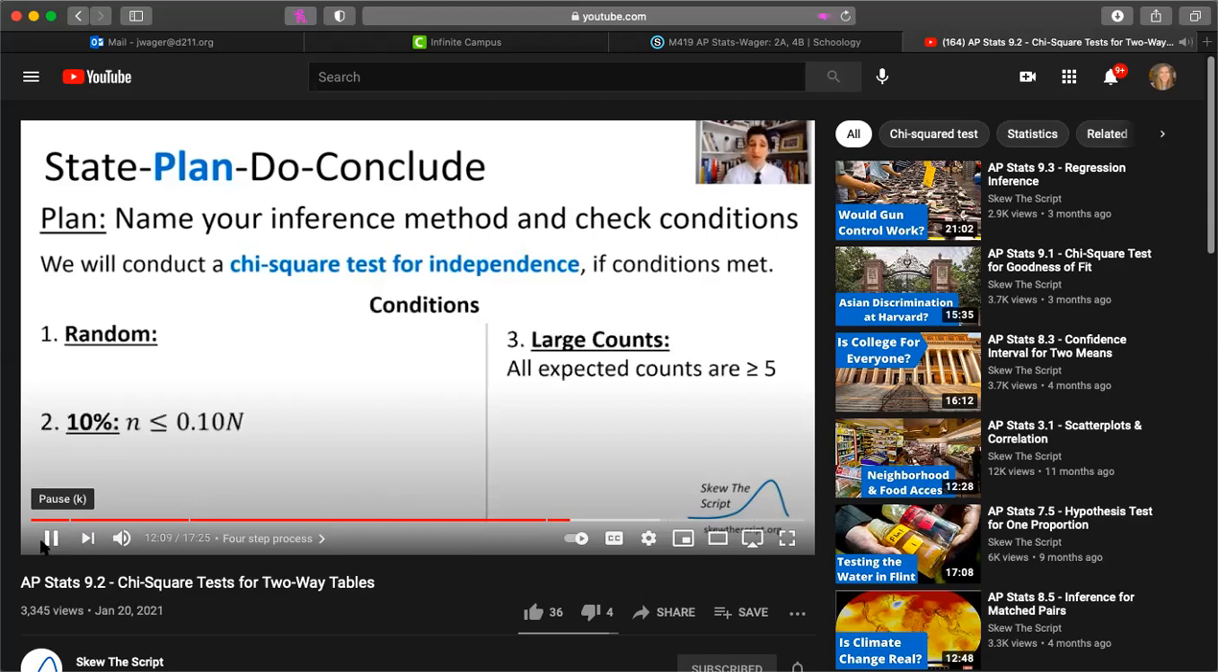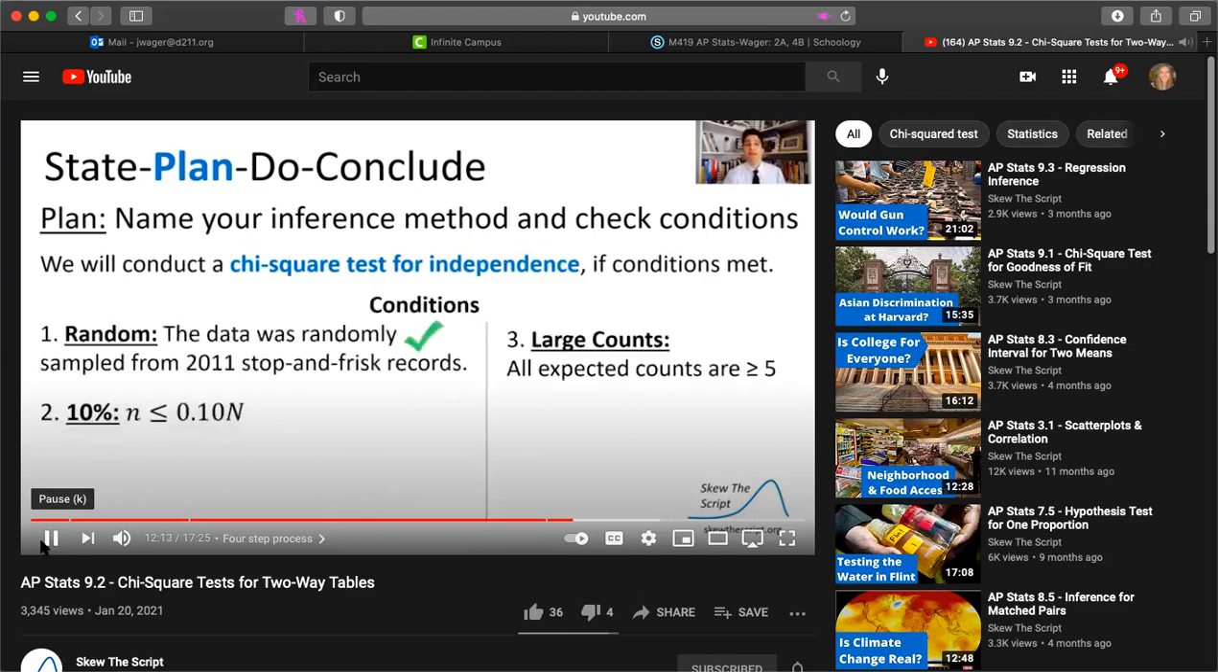I'm going to check my conditions. We have these three very familiar conditions. Random: the data was randomly sampled from 2011 stop and frisk records, so we're good there. 10%: my sample size should be less than 10% of the population size. In this case, my sample size of 3,164 stops should be less than 10% of the whole population of all 2011 stop and frisk stops.